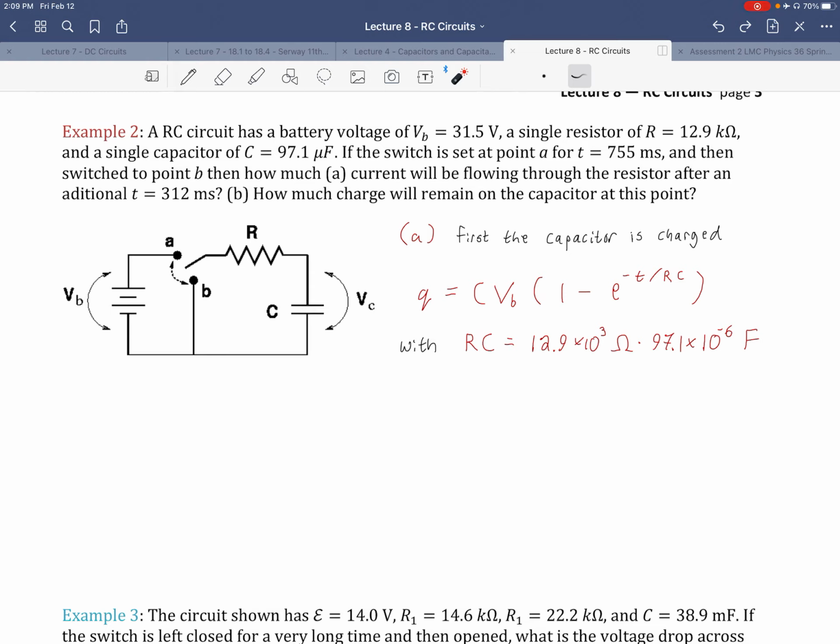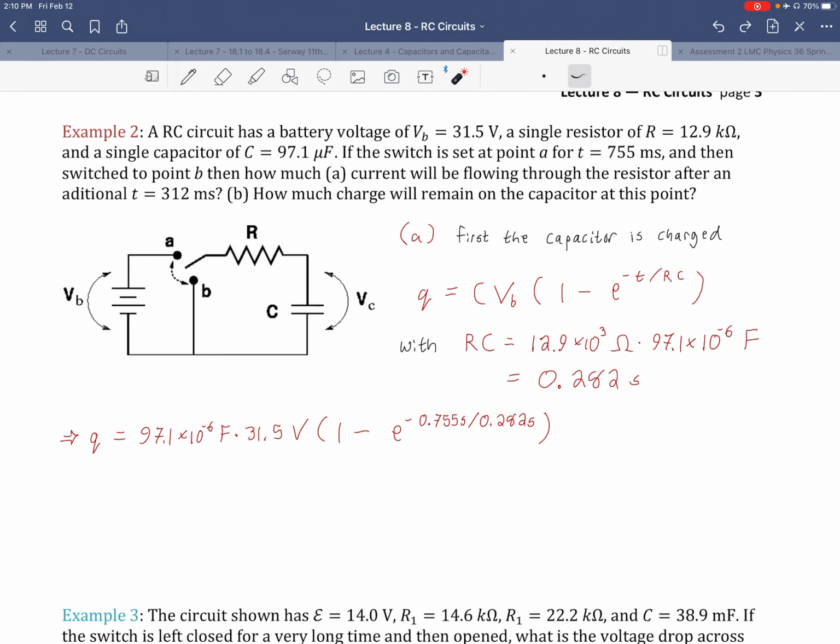In this case, RC is just going to be my 12,900 ohms and my 97.1 microfarads. And that ends up giving me a time constant of about a third of a second, I guess, right? About 2.82 seconds, maybe closer to a quarter second. Okay, so now I'm ready to actually find my charge after the time of 755 milliseconds.